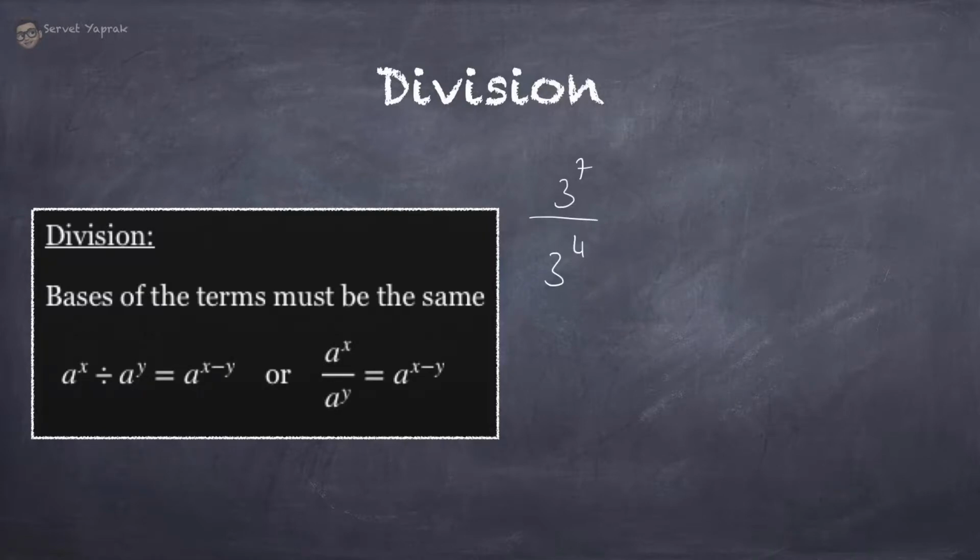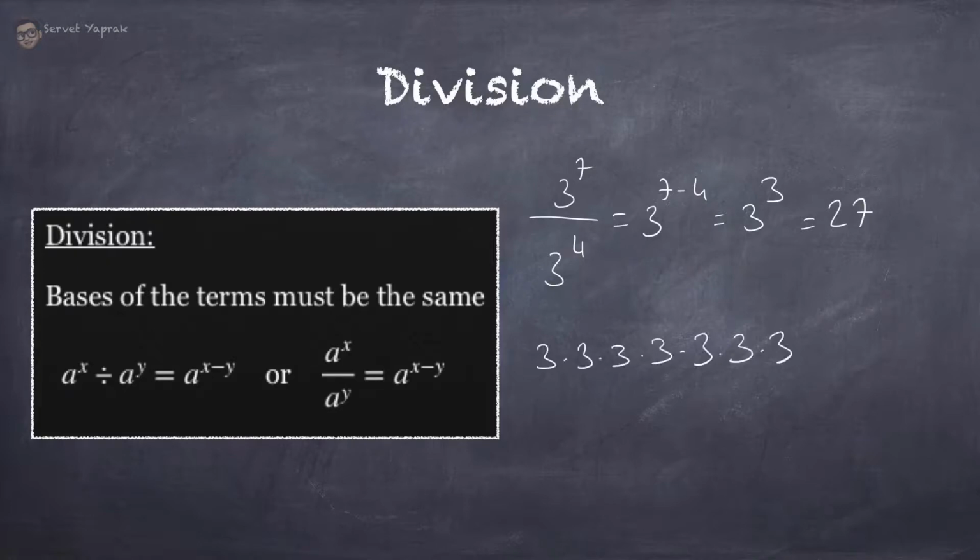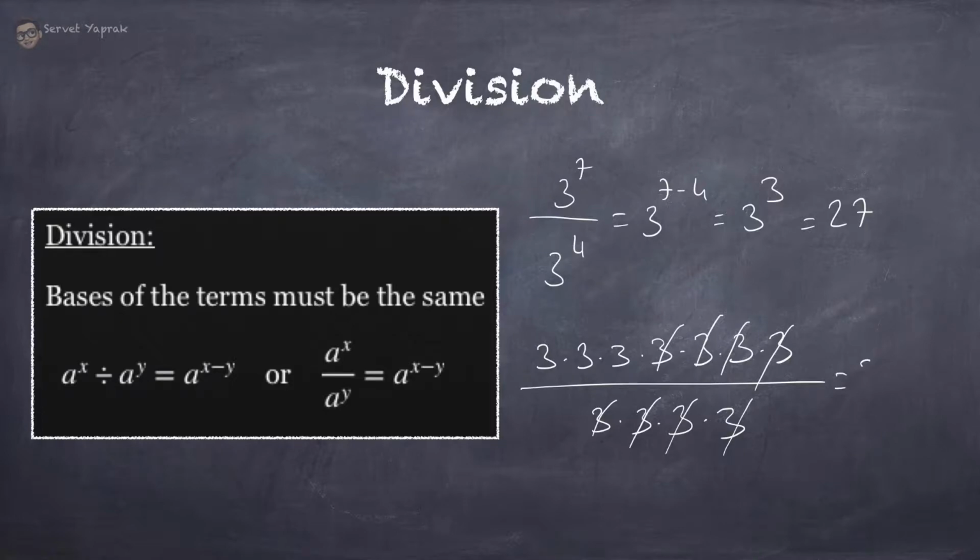Assume that we want to divide 3 to the power of 7 by 3 to the power of 4. The result will be 3 to the power of 7 minus 4, and the result is 3 cubed, 27. We can verify this result quickly by expanding the powers. So if we multiply 3 by itself 7 times over 4 times by itself, we can quickly simplify 4 of them like that. So the result is 3 cubed or 27.